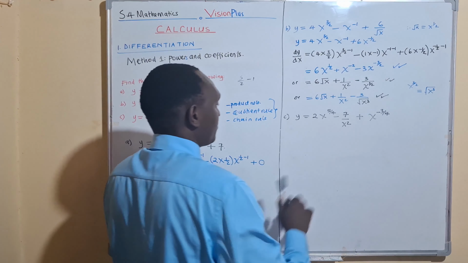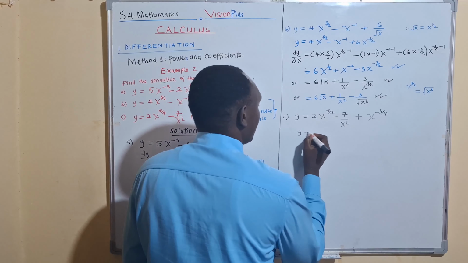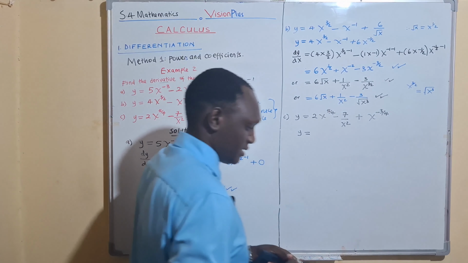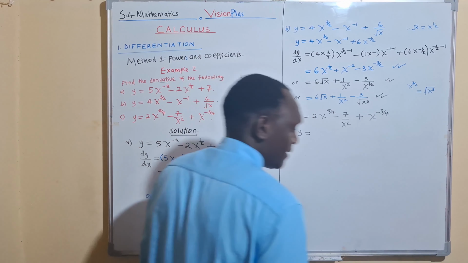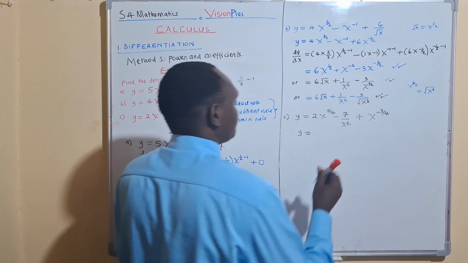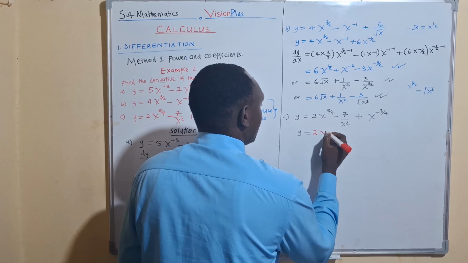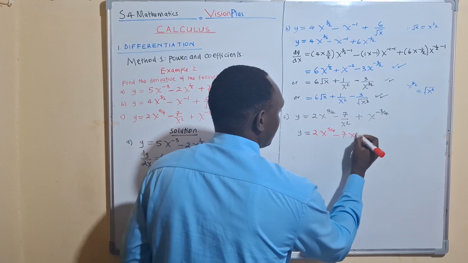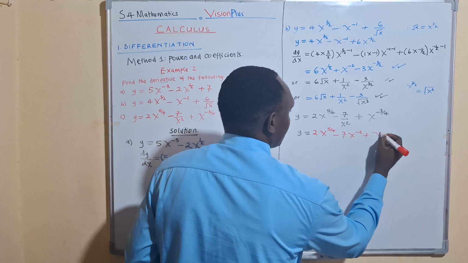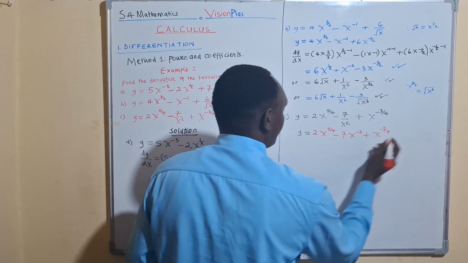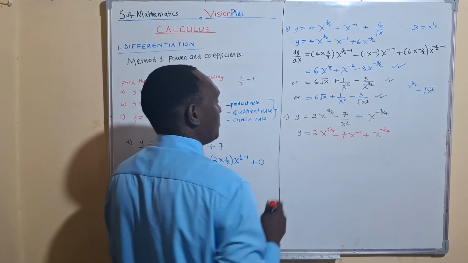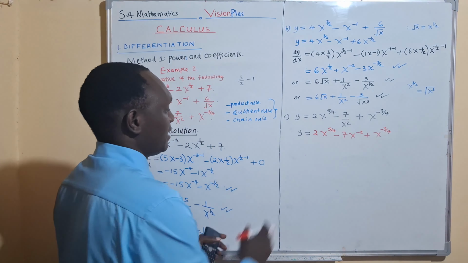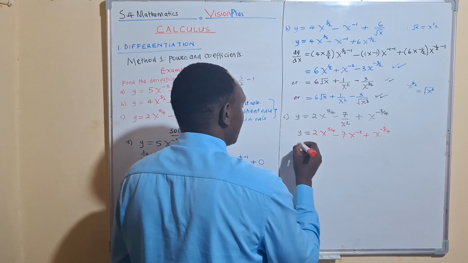So let me take them up quickly so that my y here becomes 2x power 5 out of 4 minus 7x power negative 2 plus x power negative 3 out of 4. We have taken x squared up by the laws of indices. That means here now we can differentiate without any problem.